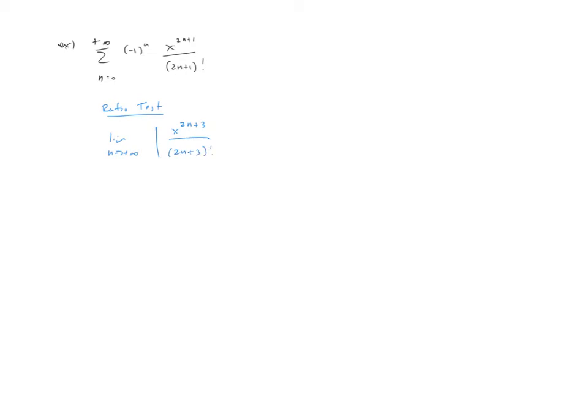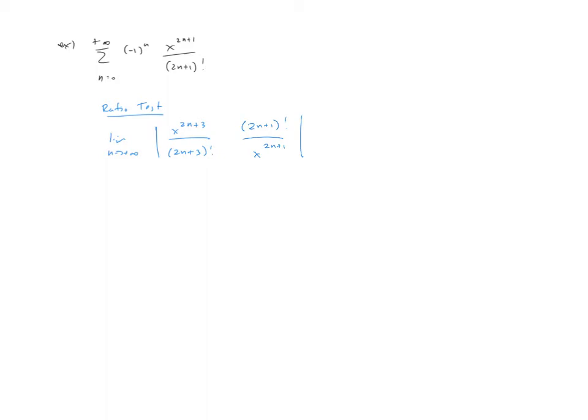Plug in the n plus 1, distribute the 2, and combine. Divided by the original, which is going to be me multiplying by the reciprocal. So I'm going to have this 2n plus 1 factorial over x to the 2n plus 1. And finish up by closing that absolute value bar down.